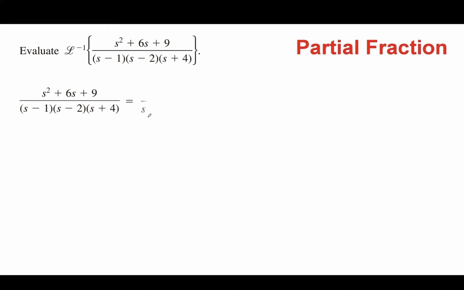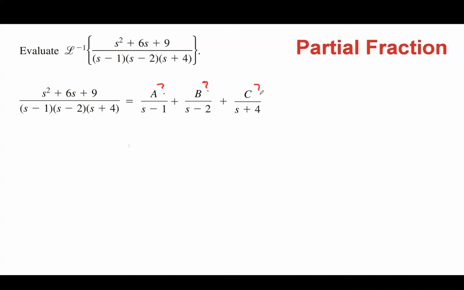The very first fraction has unknown a divided by s minus 1, which is your very first linear term, plus the second partial fraction, which is going to be unknown b divided by s minus 2, the second quantity in the denominator. Finally, an unknown c divided by s plus 4. So our goal is to find the values for a, b, and finally c.